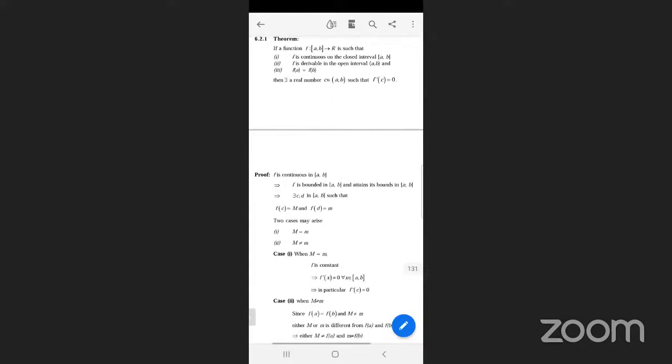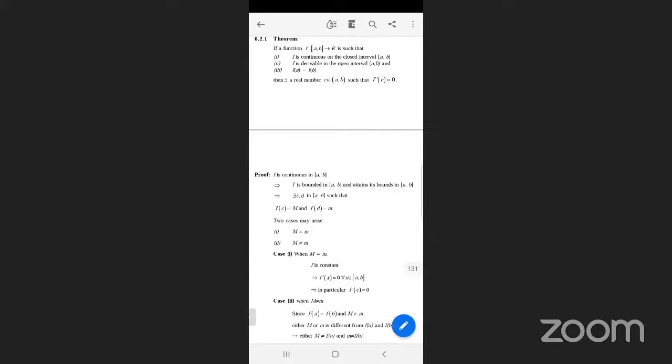Given that f is continuous on the closed interval [a, b]. If f is a continuous function, we know that every continuous function is bounded, meaning it is bounded below and bounded above. Therefore, there exist c, d in [a, b] such that f(c) equals capital M, assuming it is bounded above, and f(d) equals small m, assuming it is bounded below.